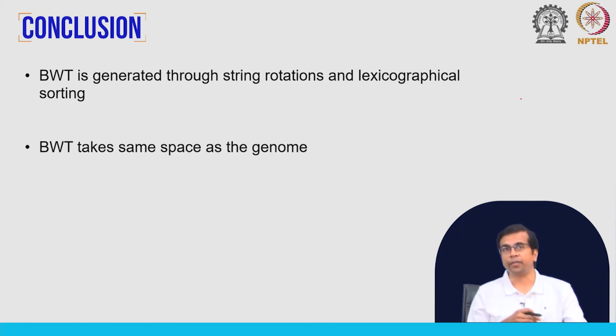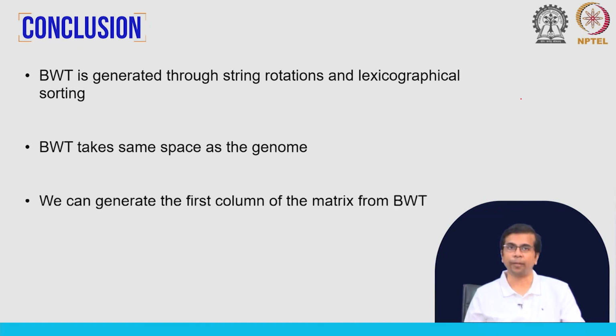Now, once we have generated this sorted matrix, what we have seen is that the Burrows-Wheeler transform takes the same space as the genome. So it is a very efficient way to store the genome data. It is not taking a huge amount of space like a hash table or the suffix array or suffix tree. So that is good news. We can probably run it on a desktop. We will see in the next class whether that is possible, and we will quantify the time and the memory requirement for read mapping.